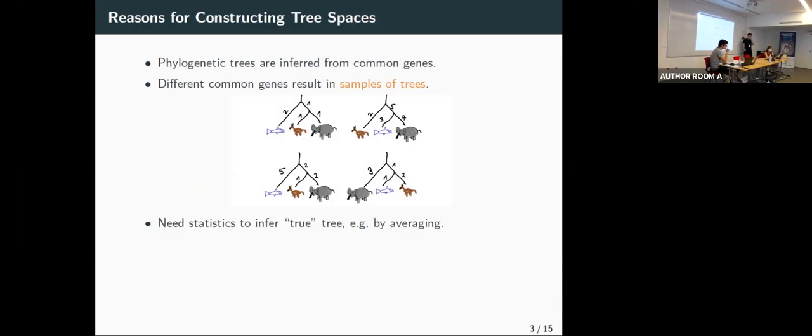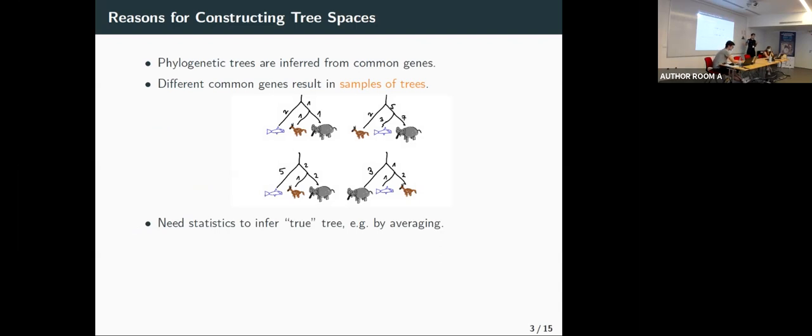So I think Tom has already explained that very well. Phylogenetic trees are inferred from common genes, and usually different common genes result in different phylogenetic trees. So you will naturally obtain a sample of trees, as you can see here. So this is supposed to be a fish, a horse, and an elephant. I use way less fancy graphics than Tom does. And you have these edge lengths here, these positive numbers. And so you need some kind of statistics to infer the true tree.